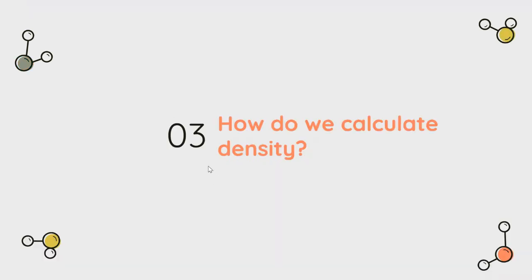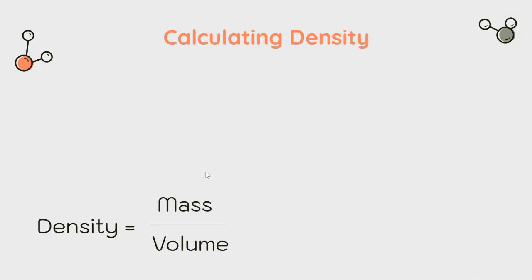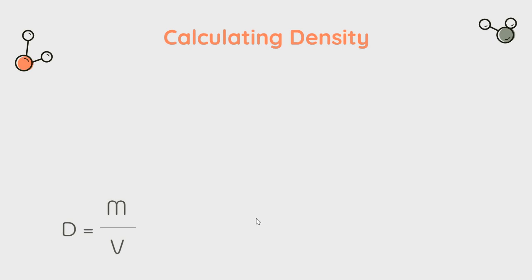So how can we calculate density? Well, really, we only need those two parts, mass and volume, because density is the relationship of how much mass there is in a given space. So you see density just equals mass divided by volume. And we could abbreviate that as D equals M over V.